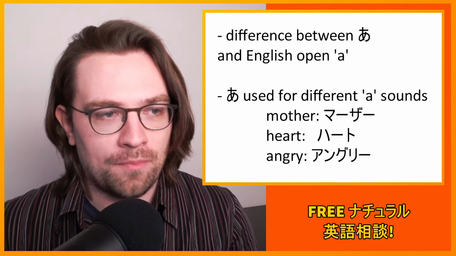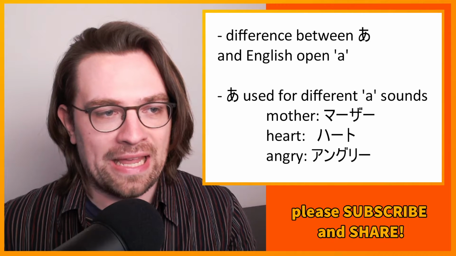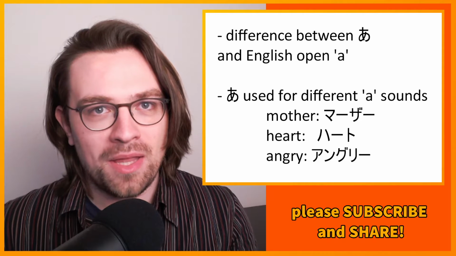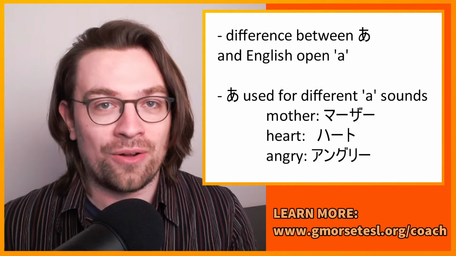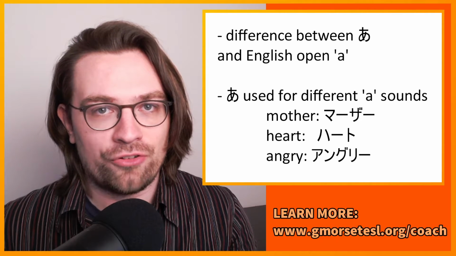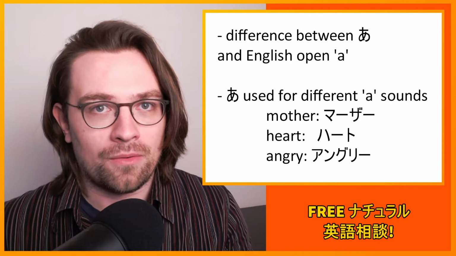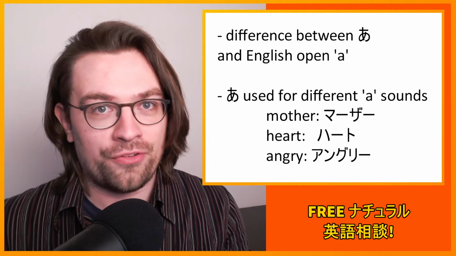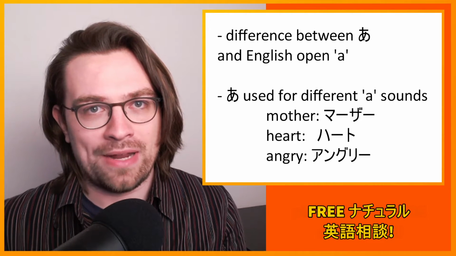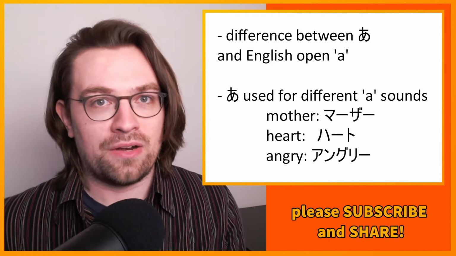So, there's an important difference between the Japanese "ah" sound and the English open A sound. There are many different ways that the letter A is pronounced depending on which word it's in English. So with Japanese, it's just "ah," right? But in English, there are 6 or 7 or even more different ways that an A can be pronounced depending on what letters are in front of it or behind it or what kind of words it's used in.